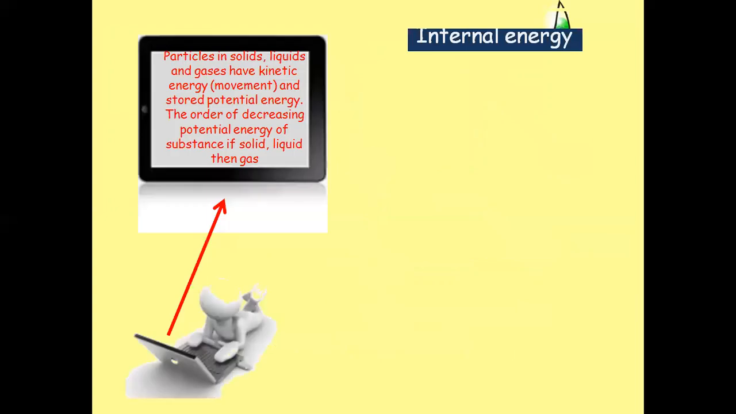Internal energy. Particles of solids, liquids, and gases have kinetic energy because they are in motion, and they also have potential energy because of the attraction force between them. In order of decreasing potential energy, the highest potential energy is for solids, then liquids, then gases. So the particles of solids have the highest, then particles of liquids, then particles of gases.